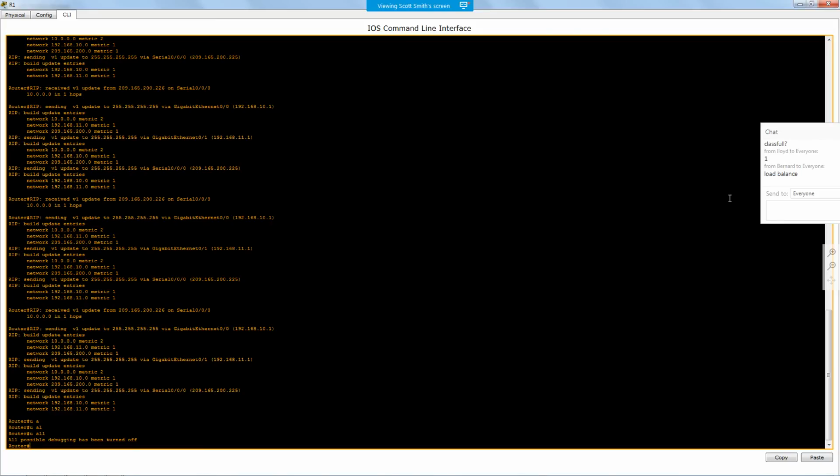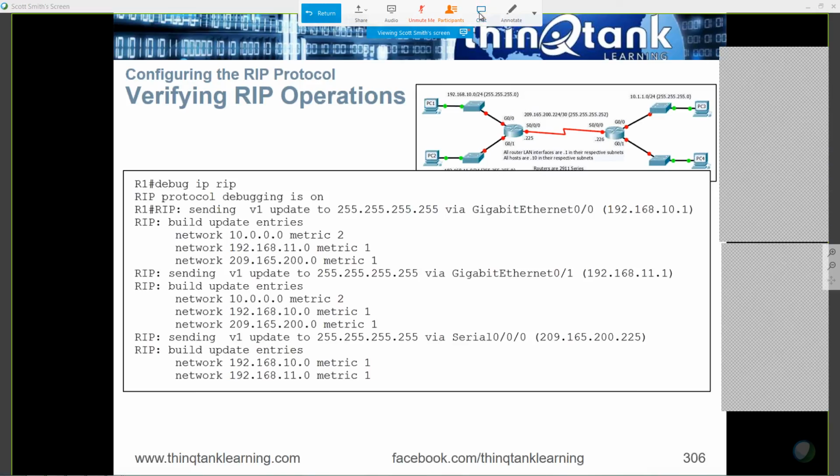Be very careful with debugs, by the way, because debugs are very processor intensive. If you run the wrong debug, you crash the router. Debug all the core. Debug all is a bad command. I don't know why it's even an option.